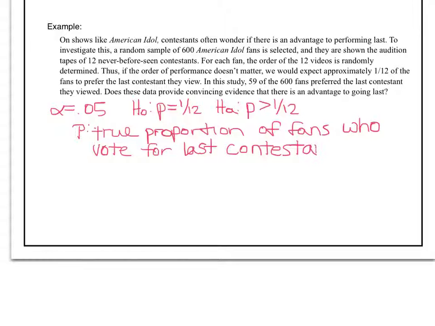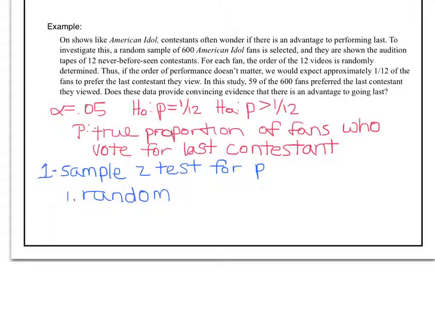Okay, I need to state my method, which is a one sample z-test for p, and I need to check all of my conditions. I'm not going to write them down, but you want to make sure that you check them. Random: it's important that it says both they took a random sample and they randomly picked the order. So you would need to say that both the sample and the order were random.